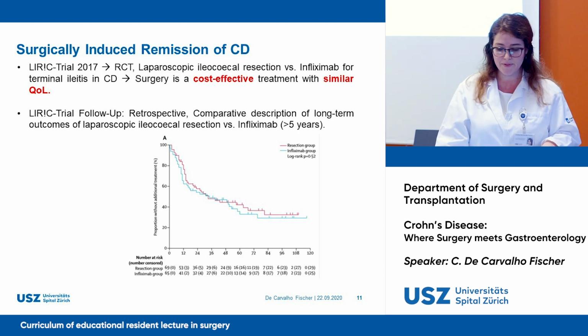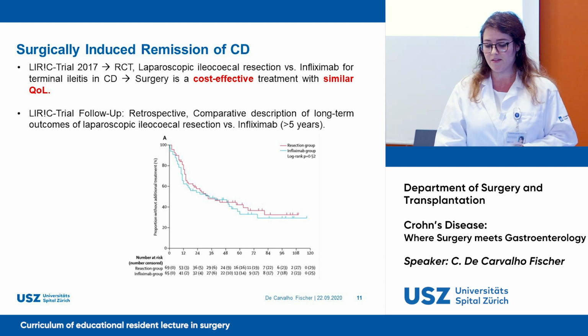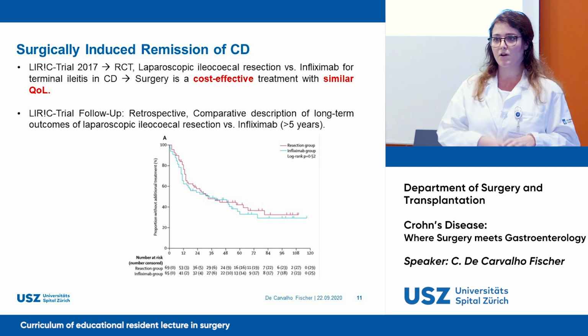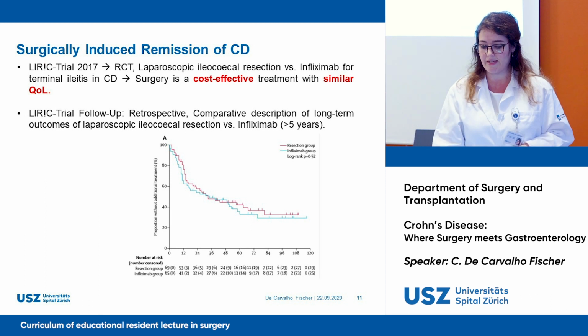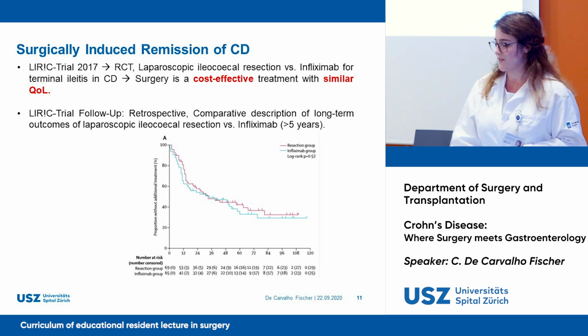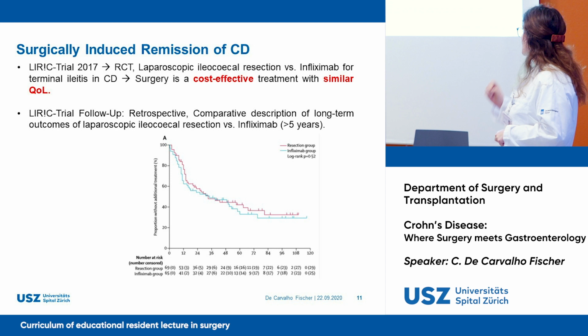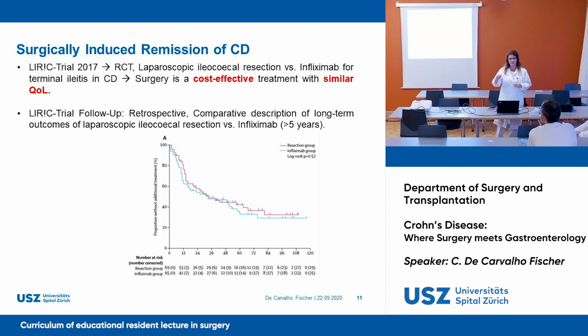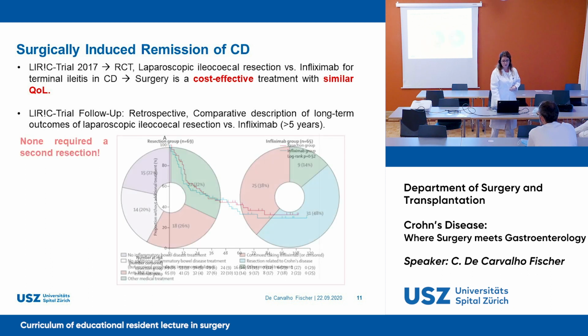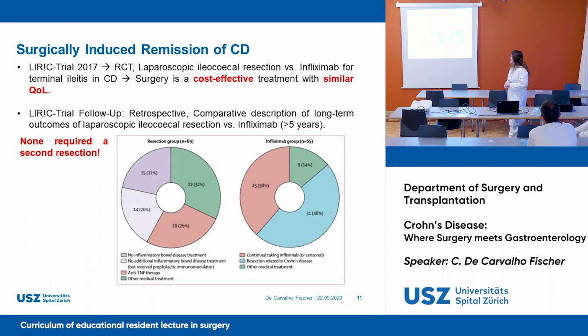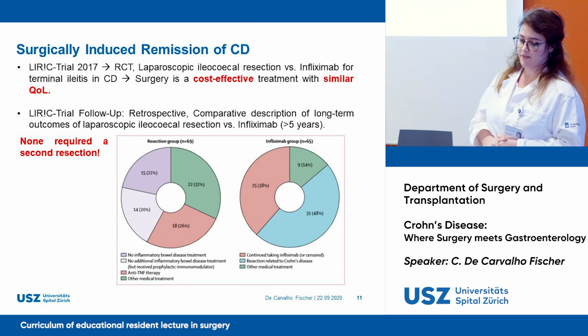Then there was a follow-up, the results of which came out this year, which looked at both groups over a longer time and compared outcomes. They were able to show that the duration of treatment effect was the same in both groups, meaning the time until patients needed an additional therapy was the same. However, of those patients in the resection group, none required a second resection, whereas of the patients in the infliximab group, 48% required a surgery at a later date.